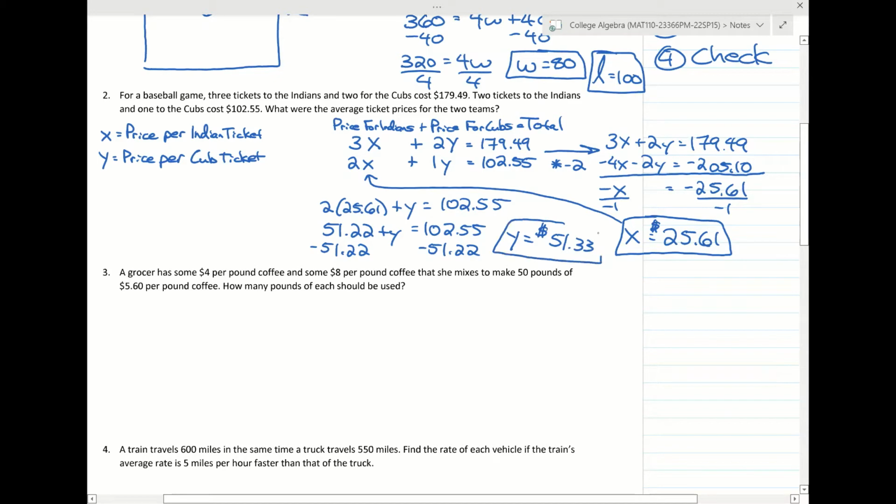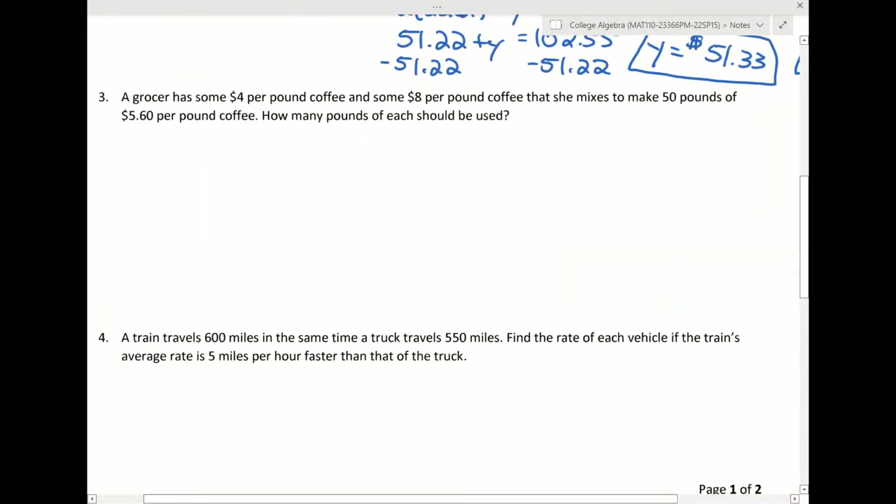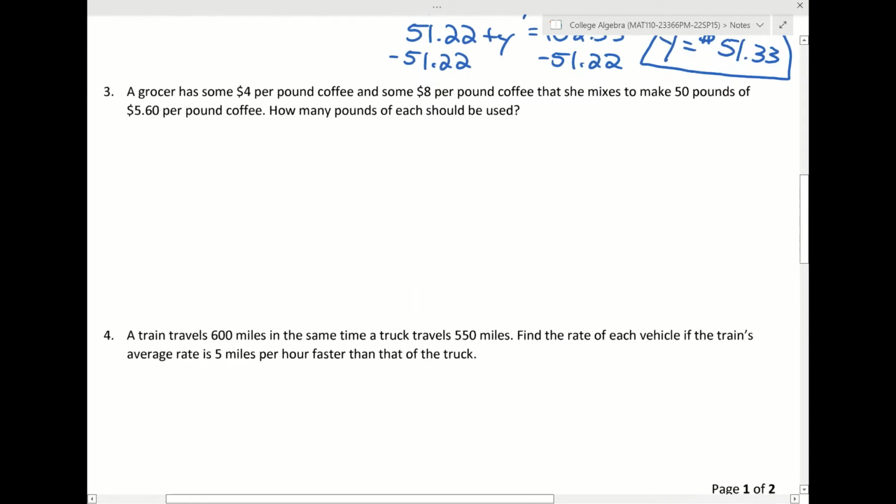Look at number 3. It says a grocer has some $4 per pound coffee and some $8 per pound coffee that she mixes to make 50 pounds of $5.60 per pound coffee. How many pounds of each should be used? So this is kind of similar if you remember when we were talking about acid and water and dilution. The easiest way to handle this was to make some kind of table. So let's make a table for this.